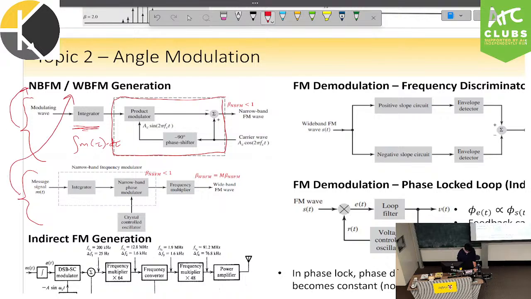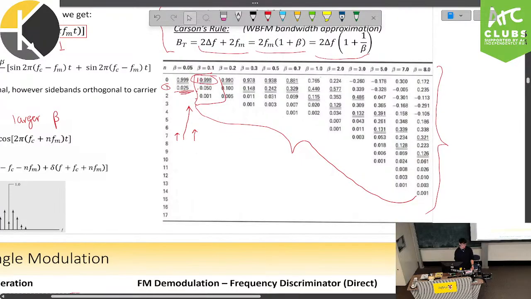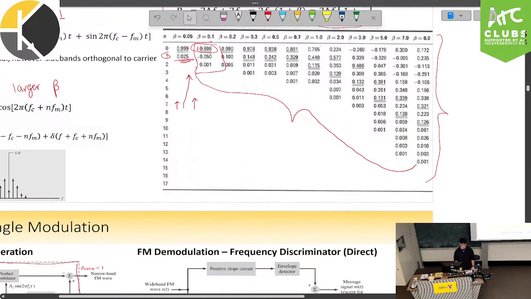So your wideband makes use of your narrowband frequency modulator and sticks on this frequency multiplier. What this multiplier is doing, in simplest terms, is increasing your beta value by some factor. And as we can see from this table, when you increase your beta value, you're increasing the bandwidth and the number of peaks you allow to transmit.